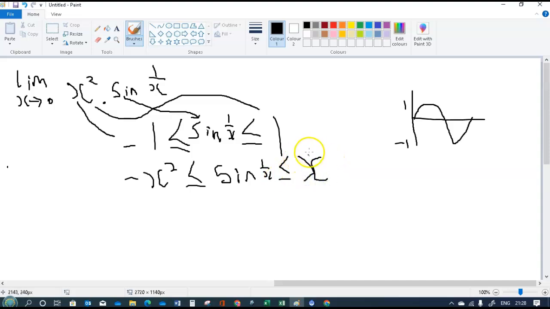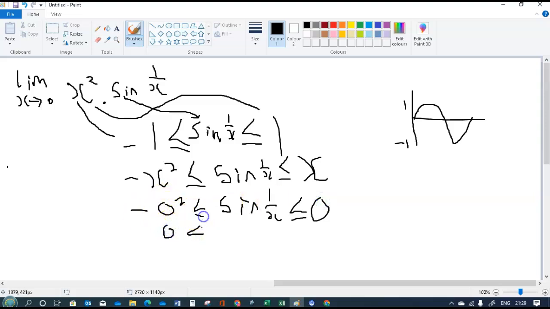And here's the fun part. Now that you got this, what is it saying? Limit as x approaches 0. So put 0 in the equation. That becomes minus 0 squared, which is less than or equal to sine of 1 over x, which is less than or equal to 0 squared. Now what is this equal to? Minus 0 squared is 0, less than or equal to sine of 1 over x, less than or equal to 0.